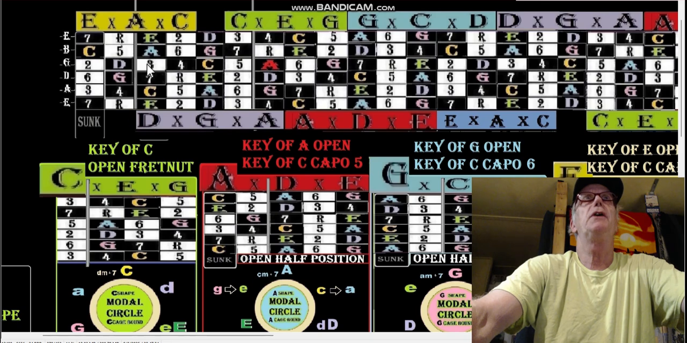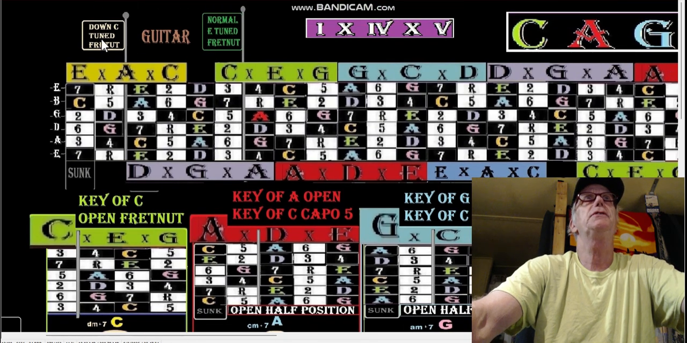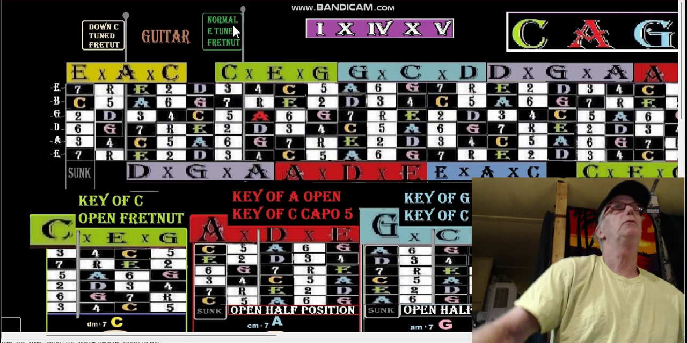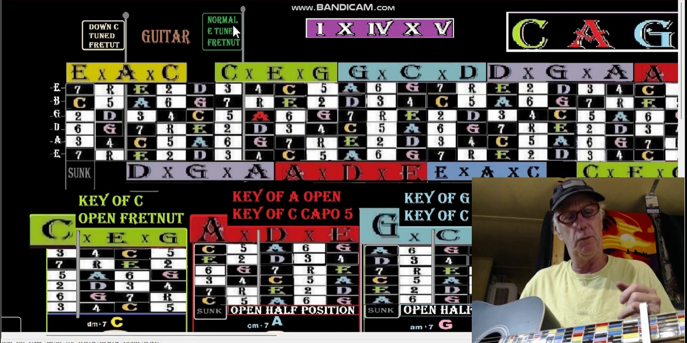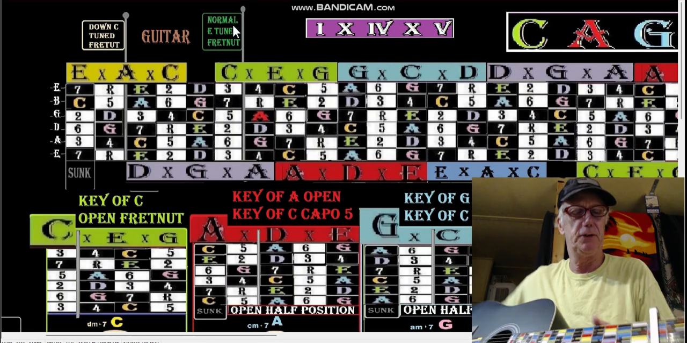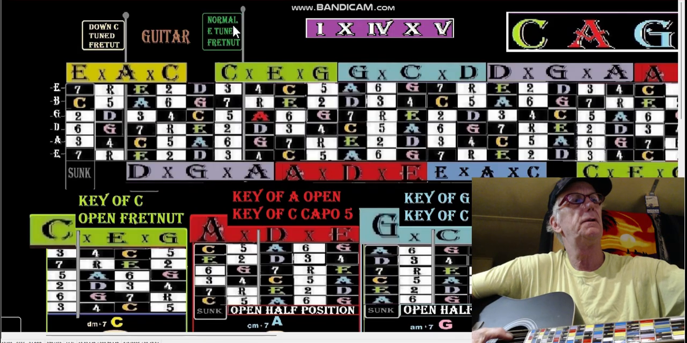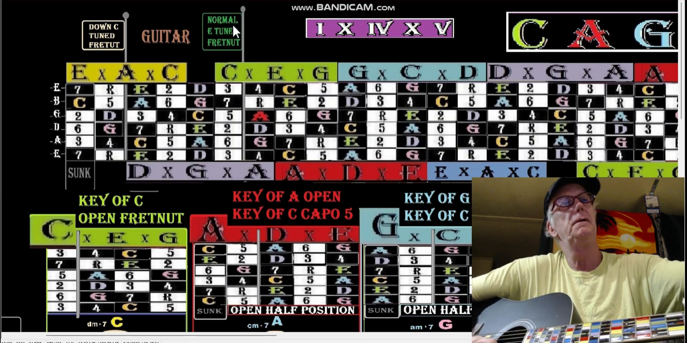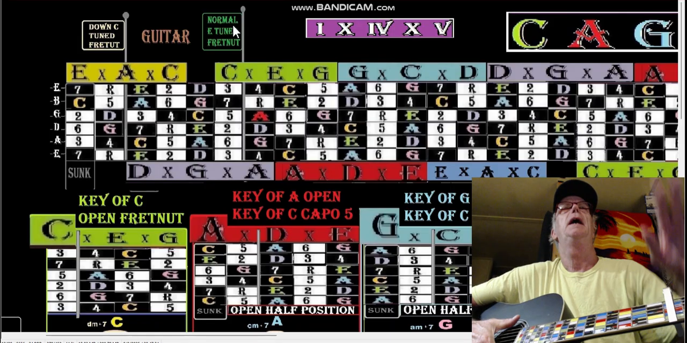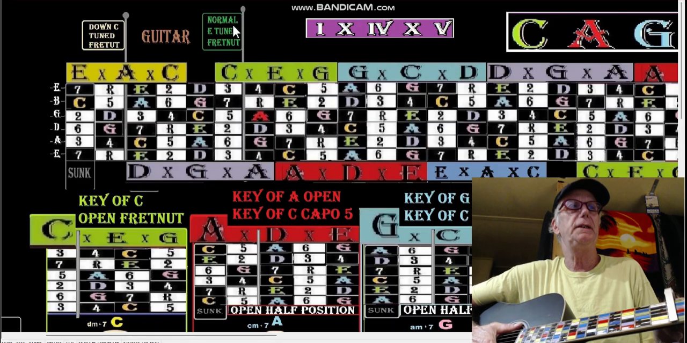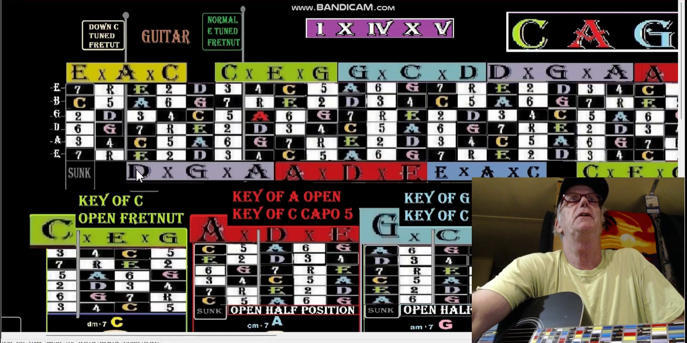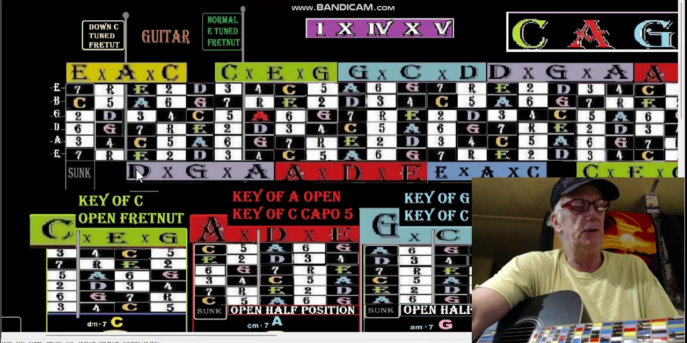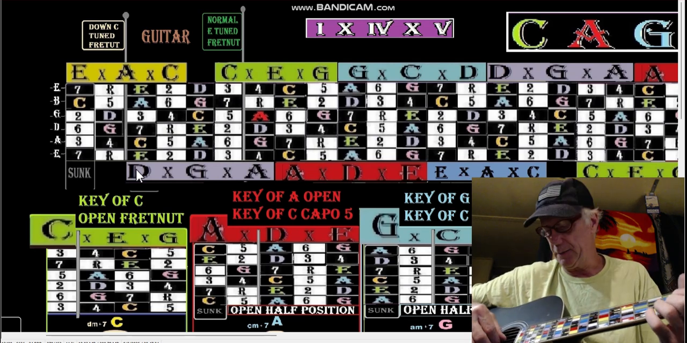Now my particular guitar, Andy's guitar, is down C tuned here. So sure, I have the capo right here where the C is, where the E is. This is your E. So your tuning is, okay? And then mine is down tuned, so I have a D position down here. I can play that D shape.